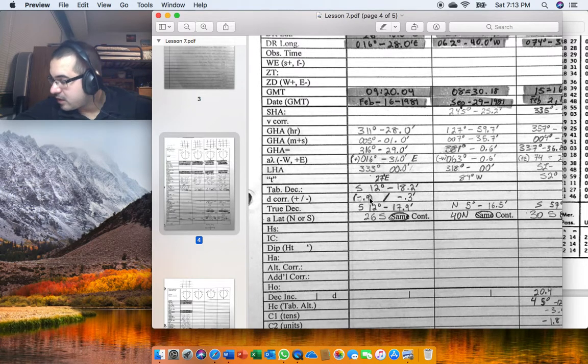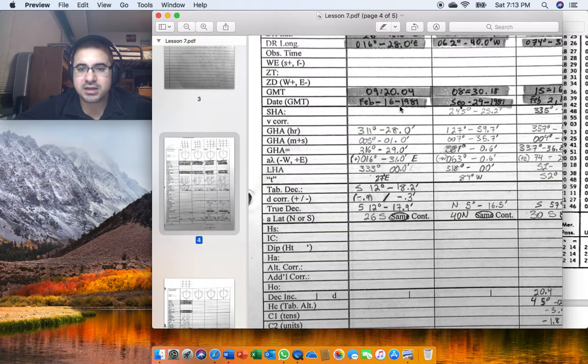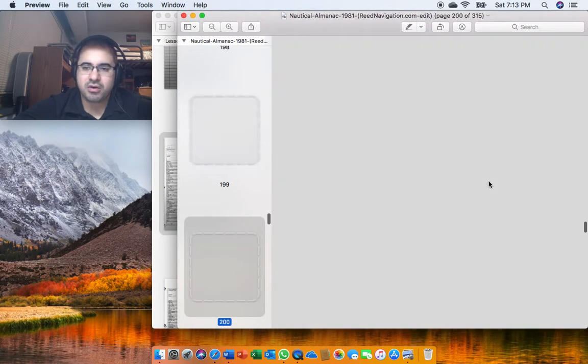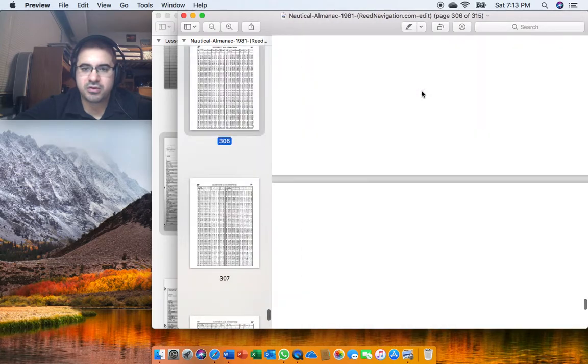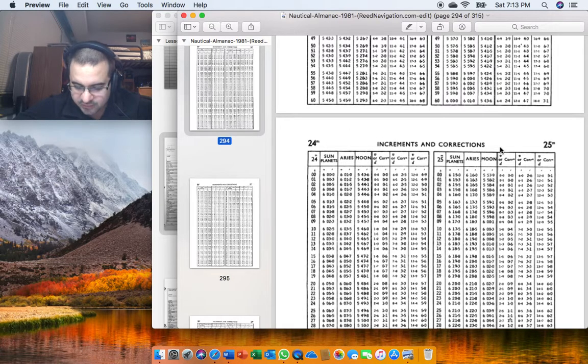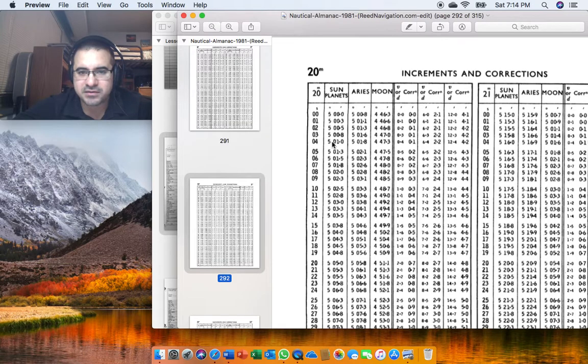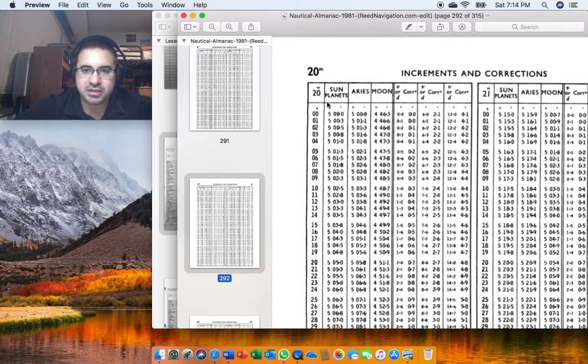So now we got everything that we can so far. Now we're gonna take the minutes, 20 and 4 seconds, and we're gonna go all the way to the back, to increments and corrections, right? It says 24, 25. We're looking at 20. So 20 and 4 is 5. Remember, Sun, Aries, Moon, V and D correction, same thing. So for the 20, you are on the right page. You see that? 20.